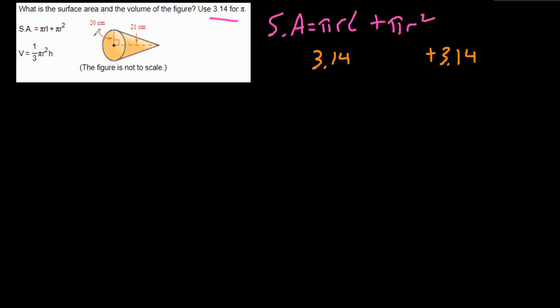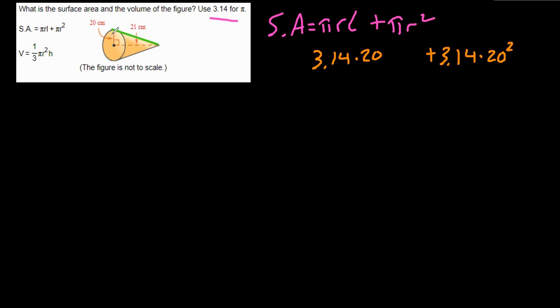They give us the radius, which is 20. Remember, the radius is halfway across the center of the circle. So we'll put that in for the r's. And remember that the L is the slant height, which is actually this green line that I drew here. Unfortunately, we don't have that. So we're actually going to have to use the Pythagorean theorem to figure that out.